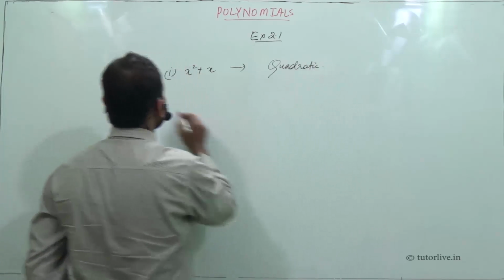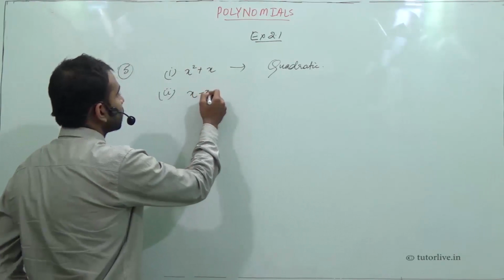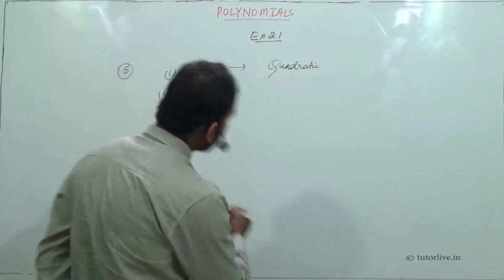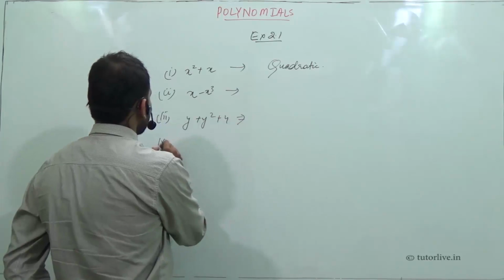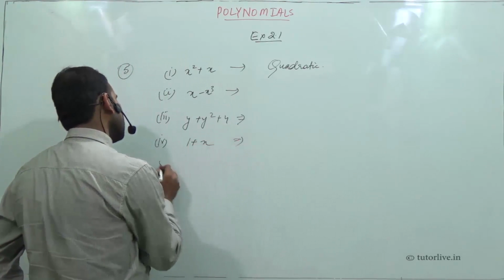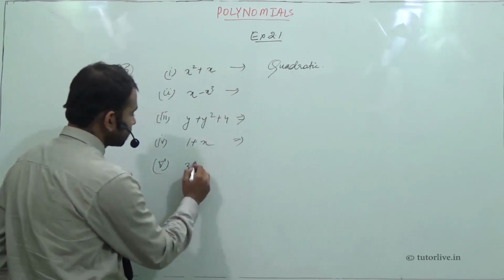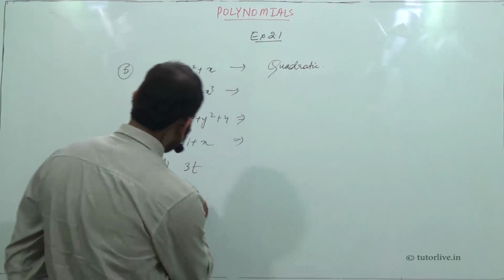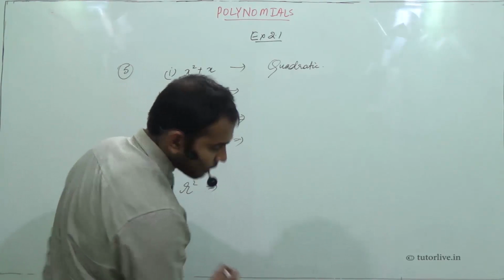Quadratic polynomial. Okay, the second part, x minus x cube. The third part, y plus y square plus 4. Fourth part, 1 plus x. Fifth part, 3t. Sixth part, r square. And seventh part, that is 7x cube.